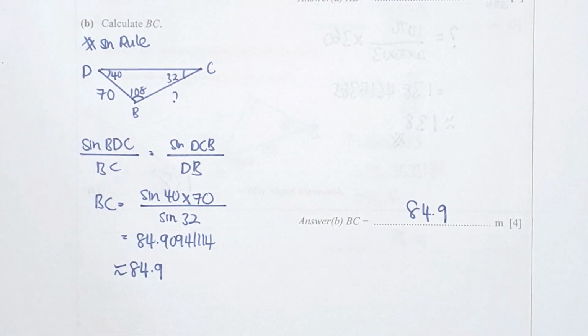Whereby for you to calculate BC, we will be using the sine rule for this particular question. Okay, so the angle sine BDC over BC equals sine DCB over DB. After the rearrangement, you will get your final calculation result as 84.9.